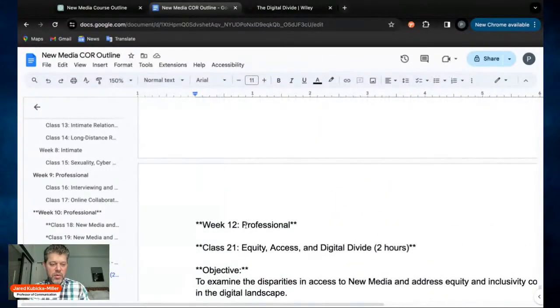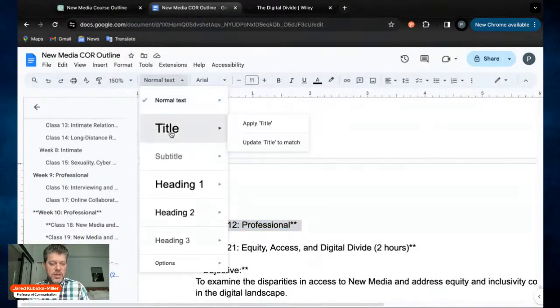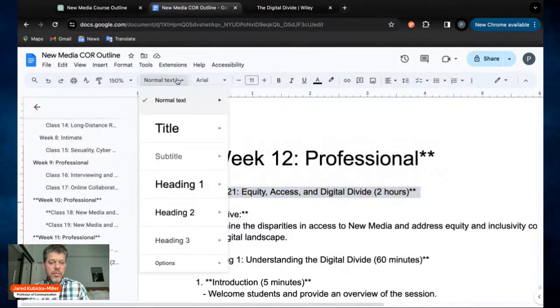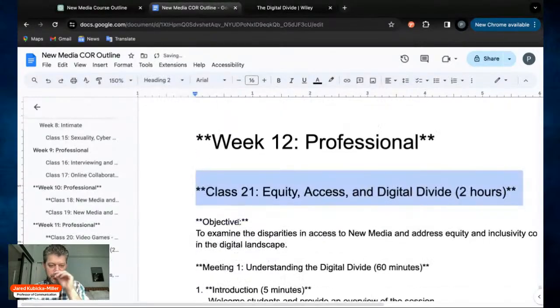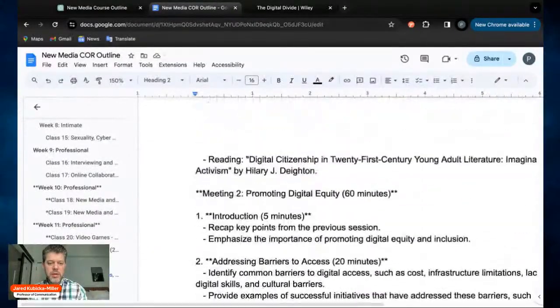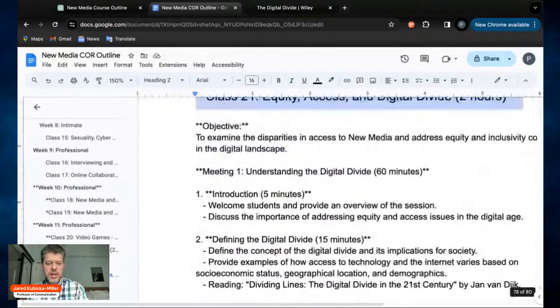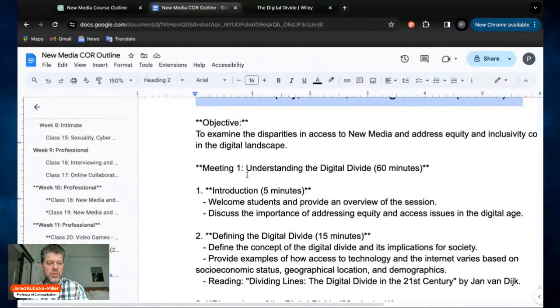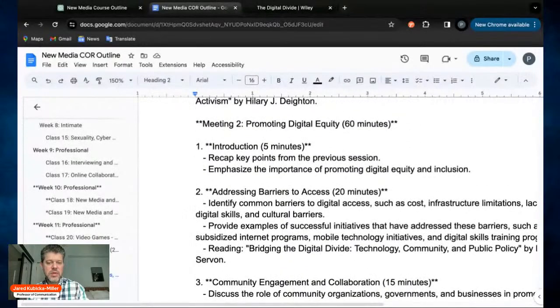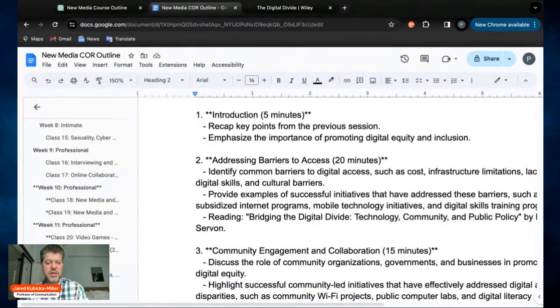Okay, so here we go. Boom. We're going to just give this a title. Class 21. We're going to make that, I think, heading 2. Yeah. Class 21. See, look, it has class 21, then meeting 1 and meeting 2. Promoting digital equity. So that one has good week 12.